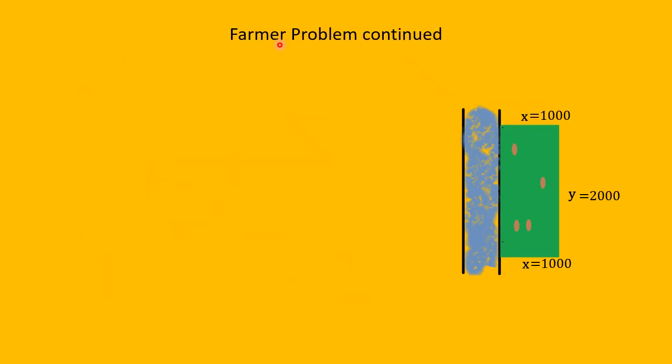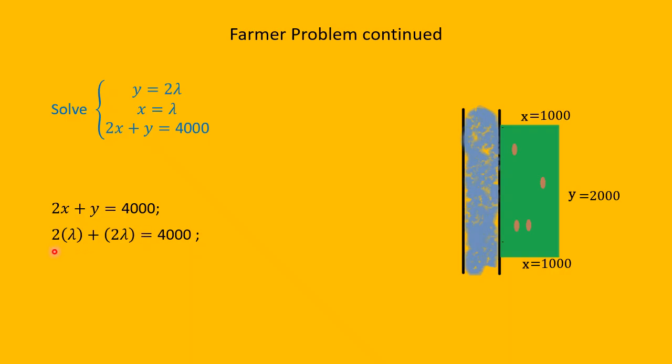So let's continue the calculation. We saw that we have to solve these three equations, and so let's see what we can do. Let's start with 2x plus y equals 4,000. Well, up here we know that x is lambda and y is 2 lambda, so let's substitute those in. And so we have 2 times lambda plus y, which is 2 lambda, equals 4,000. We can simplify that to 4 times lambda equals 4,000. Divide both sides by 4, and we get lambda equals 1,000.